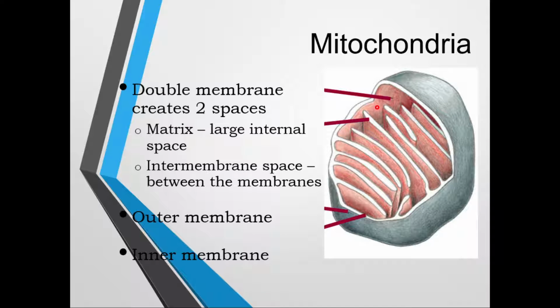First is matrix, which creates large internal spaces, and intermembrane space between the membranes. So कौन सी दो membranes है यहाँ पर? So outer membrane and inner membrane जो दो spaces create करती है. So this is the structure of mitochondria regarding the inner membrane and the outer membrane here.